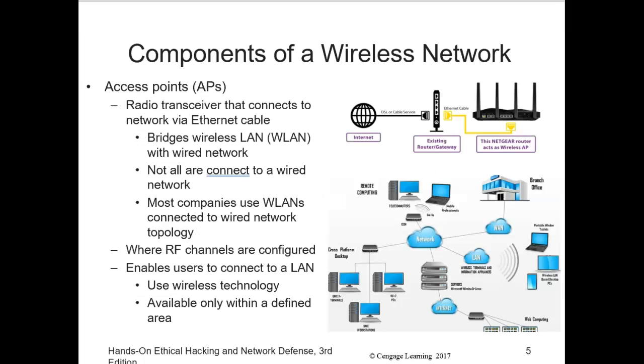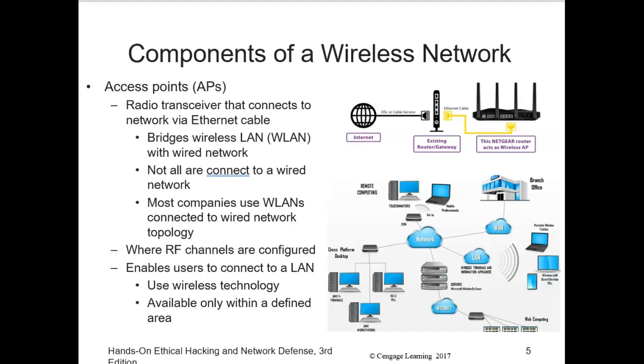Now, continuing with some more components, we have these access points, or APs, right? An AP connects to the network via an Ethernet cable, or sometimes it's bridged. So there's a bridge, which is like between the LAN and the WLAN, right? So a wireless network that doesn't connect to a wired network is known as a bridge, right? And this could be like a peer-to-peer network.